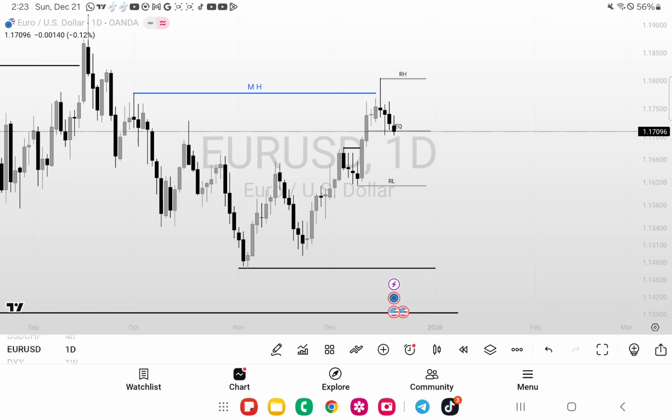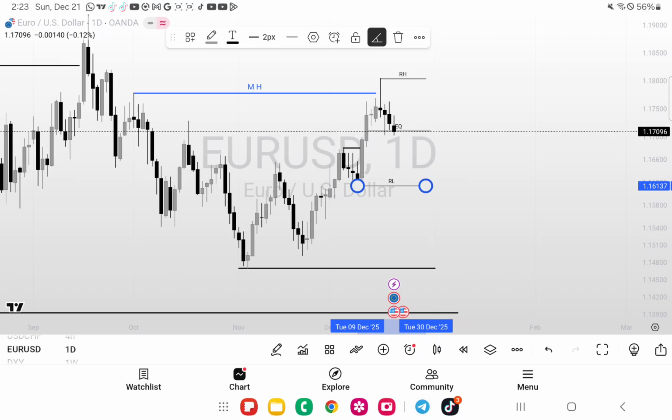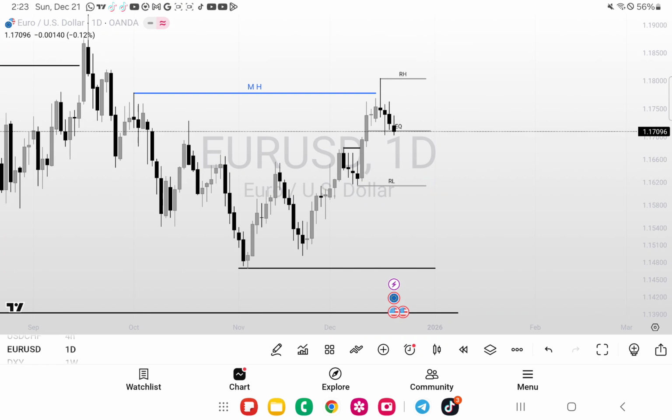Sorry, we want to be focusing on this range on the daily time frame. This is our range that we should be focusing on, because we have a price tap into the monthly key level, and to align the time frame we have to scale down on the daily time frame and see the price action on the key level.